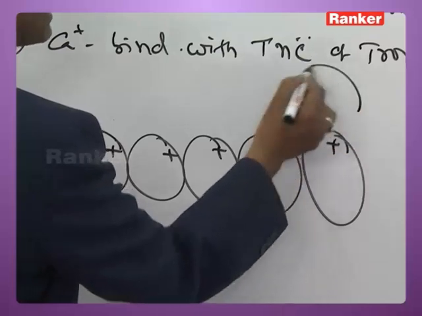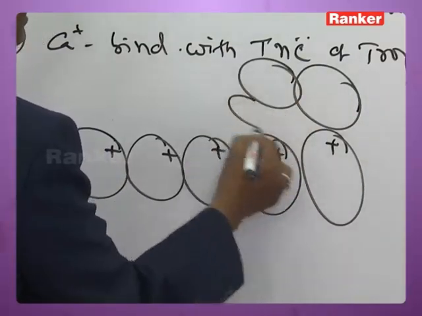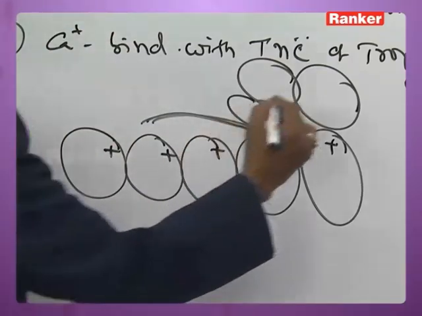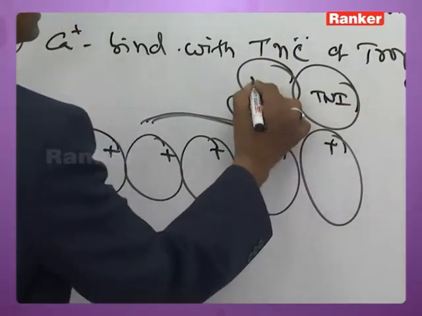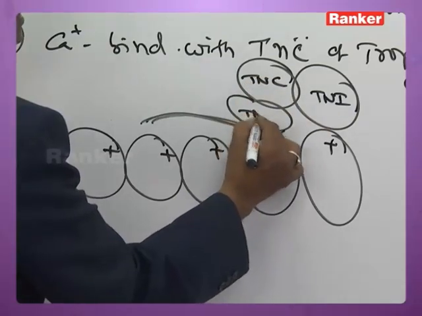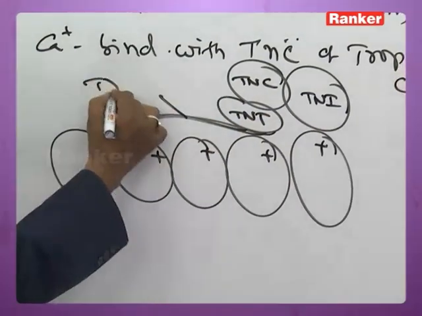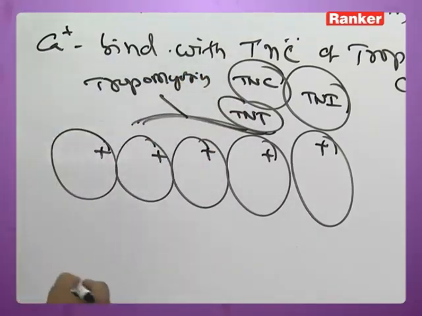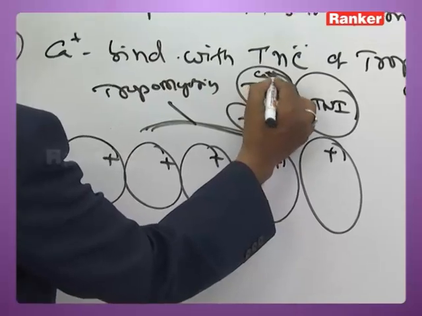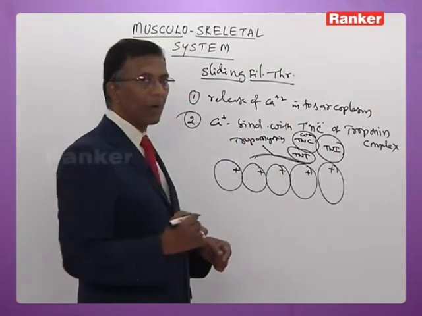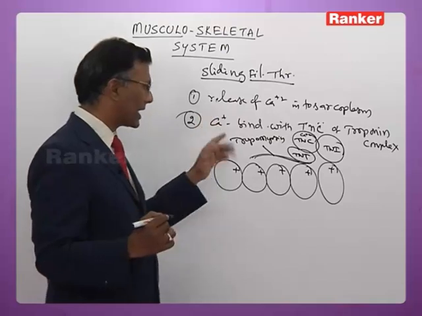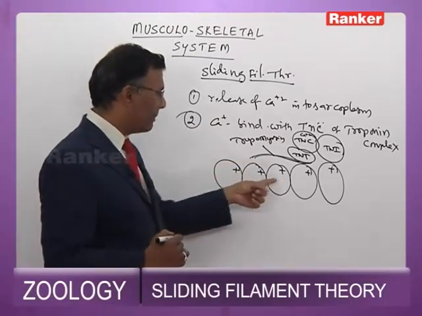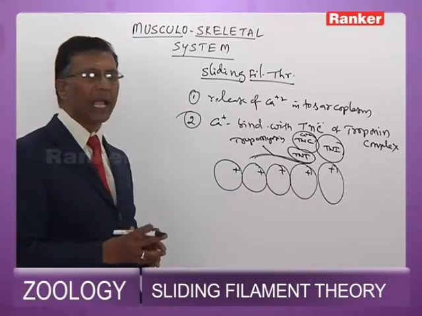Now, these binding sites are concealed by the troponin complex, as you learned here. This is TNI, this is TNC, this is TNT, and this is tropomyosin. So, when calcium ions combine with the TNC molecule, the three of them are pushed aside. Tropomyosin is also withdrawn from the groove. Consequently, the binding sites of G-actin molecules get exposed.